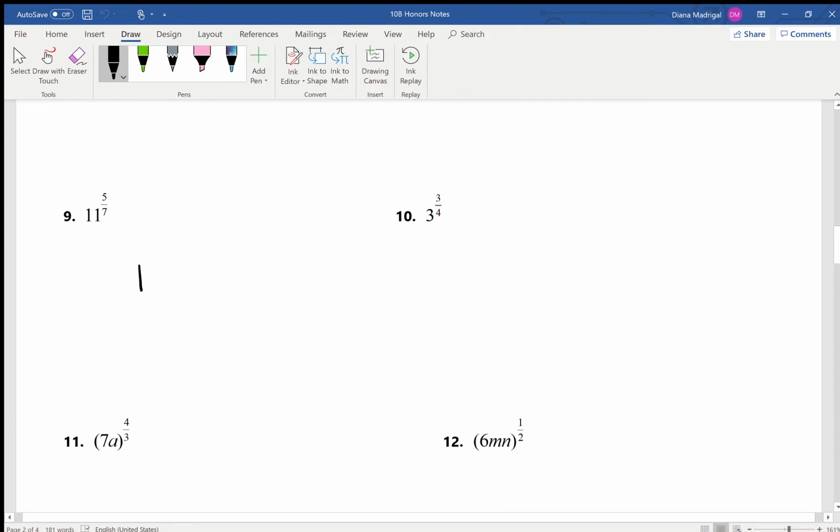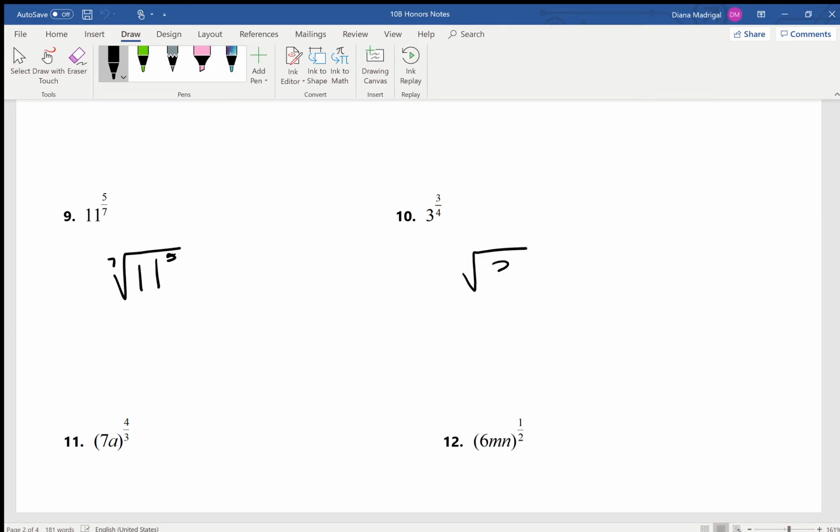Next, we got 11, the radical of 7 and 5. Next, radical of 3, 4, and 3.